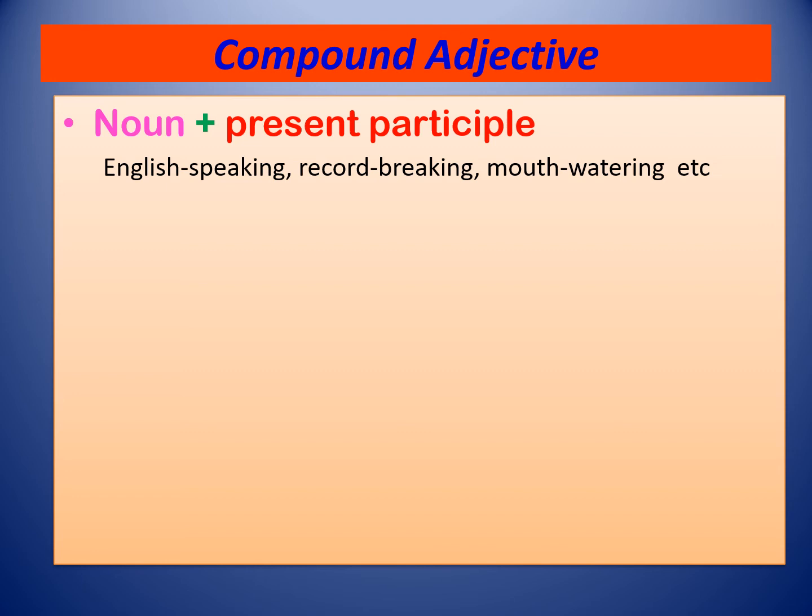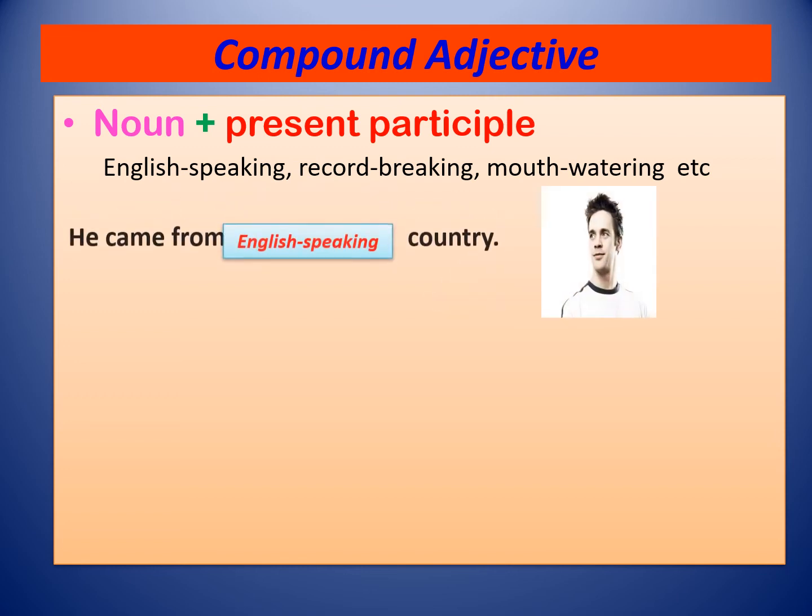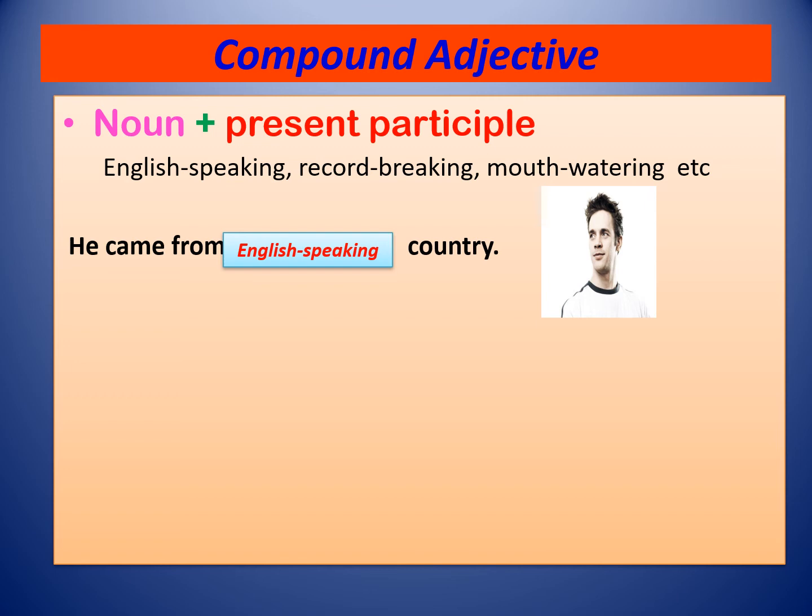So let us frame some sentences using these compound adjectives. He came from English speaking country. So English speaking is a compound adjective. It is modifying the noun country. This compound adjective is formed with a noun English and speaking a present participle. Next sentence.